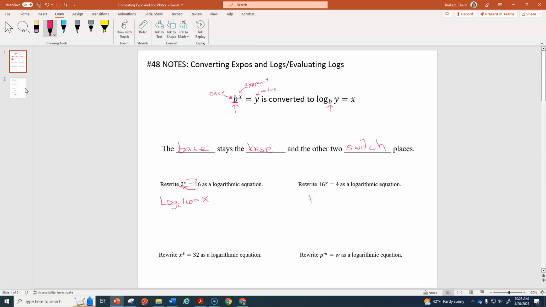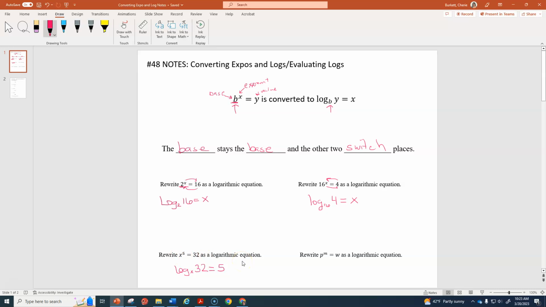So this one will be log base 16 of 4, because the other two switch places. The base stays the base. The other two switch places, so the 4 becomes part of the problem and the x becomes the answer. Log base x of 32. Do I worry about the fact that my x is in a different place this time? No, because all I'm doing is rewriting it. I'm not worried about evaluating it or understanding what it means. I'm literally just rewriting it.